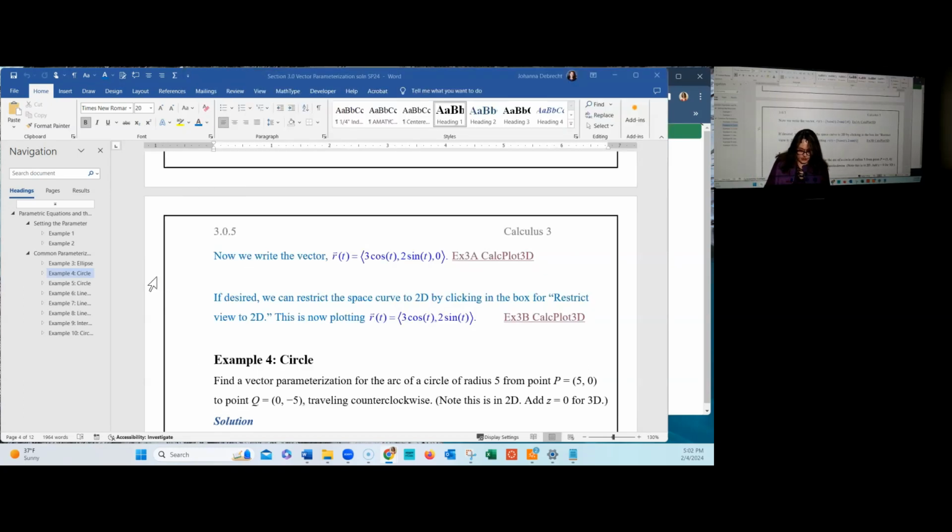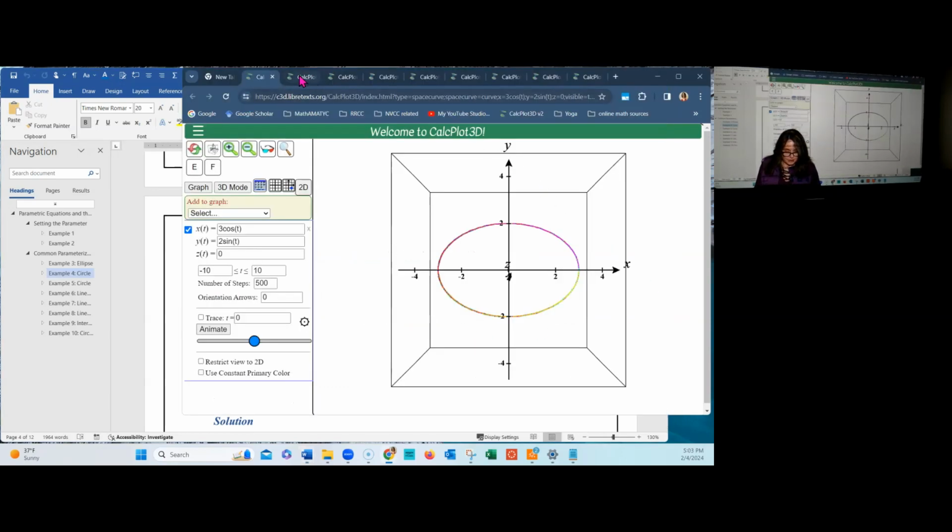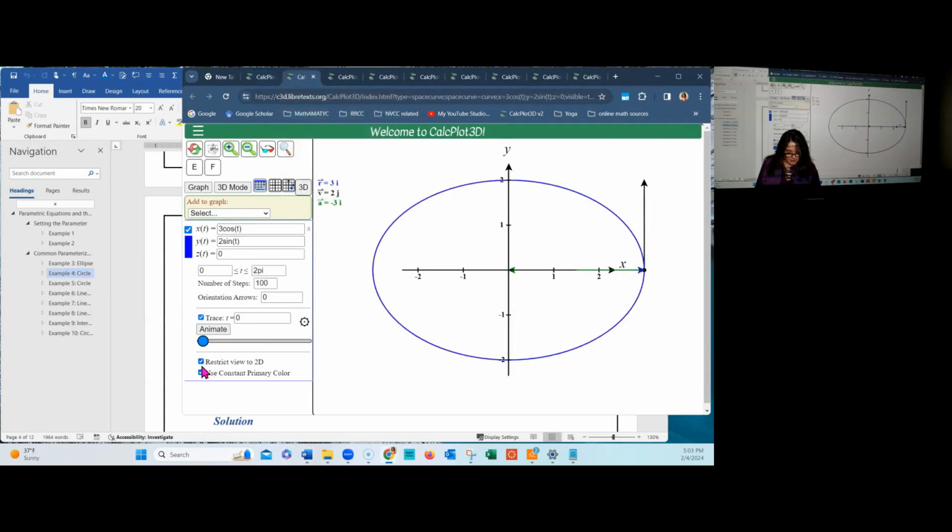Now you can also look at this parameterization and do it as a two-dimensional parameterization out there in two-dimensional space. It's the same thing, but what we've clicked on is this box down here that says restrict view to 2D, right? Now, you may wonder what these other trace vectors are that you're seeing. That's because the trace button is clicked on. The black is a tangent vector, and the green is an acceleration vector.